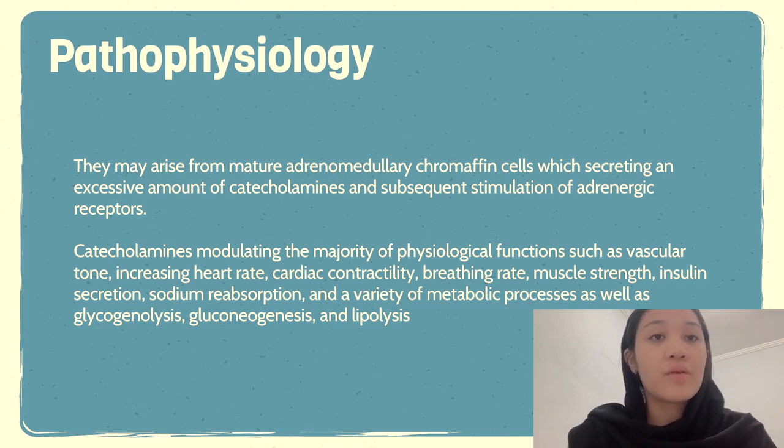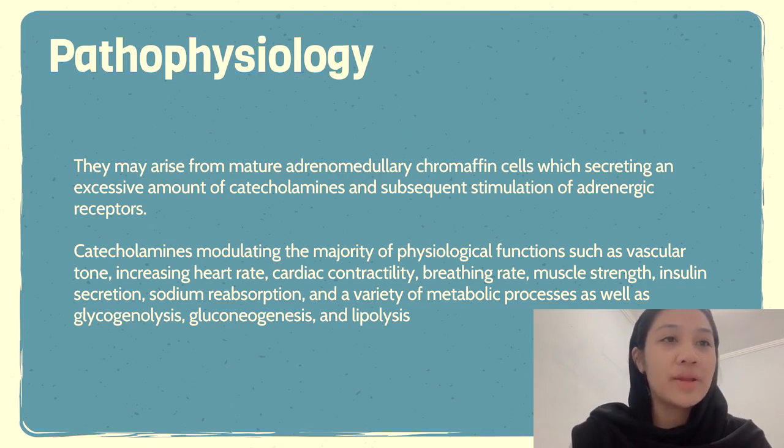Pheochromocytomas are believed to arise from a mature adrenal medullary chromaffin cell secreting an excessive amount of catecholamine with subsequent stimulation of adrenergic receptors, but the real pathophysiology is still unknown. But they believe that this mechanism plays an important role in pheochromocytomas. Catecholamines modulate the majority of physiological functions such as vascular tone, heart rate, cardiac contractility, breathing rate, muscle strength, insulin secretion, sodium reabsorption, and a variety of metabolic processes, as well as glycogenolysis, gluconeogenesis, and lipolysis, by exposure to stimuli to maintain homeostasis and protect the body from organ malfunction.